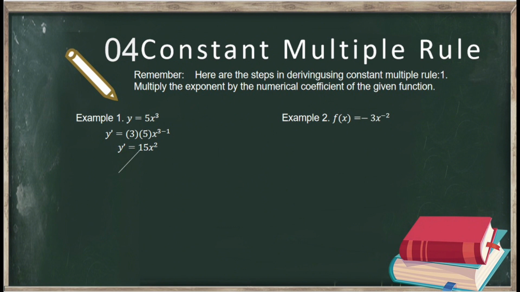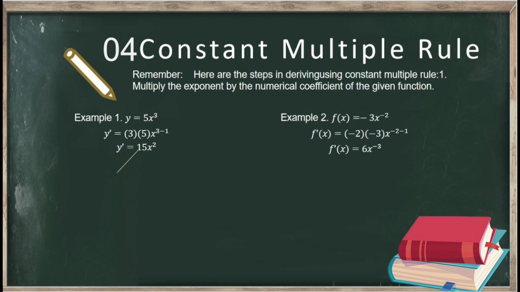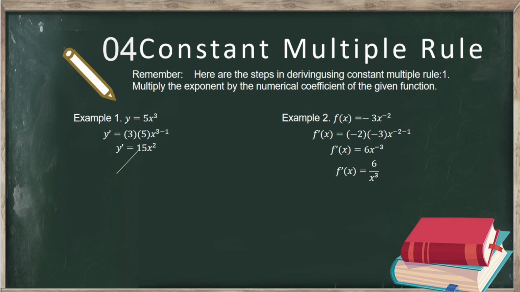Another example, we have f of x is equal to negative 3 to the power of negative 2. Again, ingon ana ang exponent. Then, you copy the base. Then, subtract na po ta og 1 sa atong exponent. After that, simplify. So, we have 6x to the power of negative 3. Again, let's make our exponent positive. So, we have 6 over x cubed.